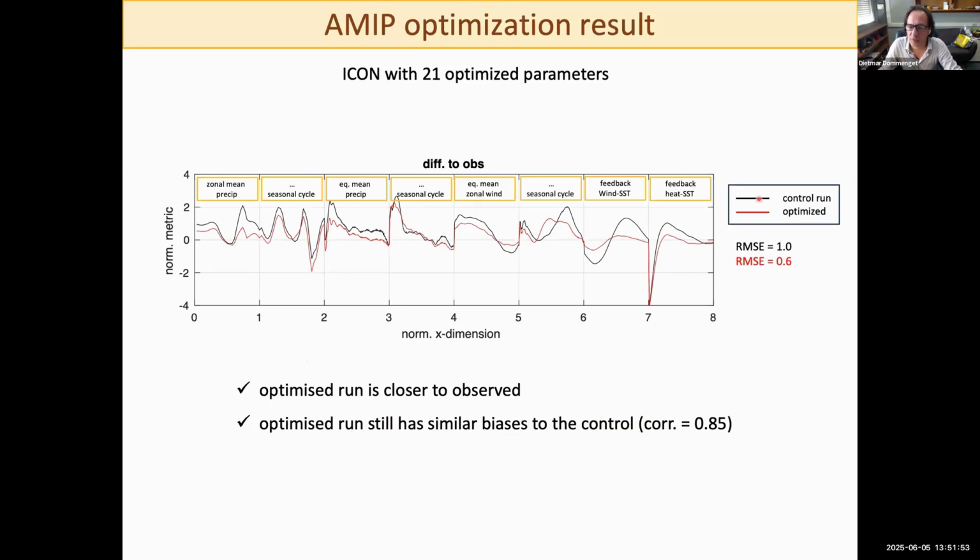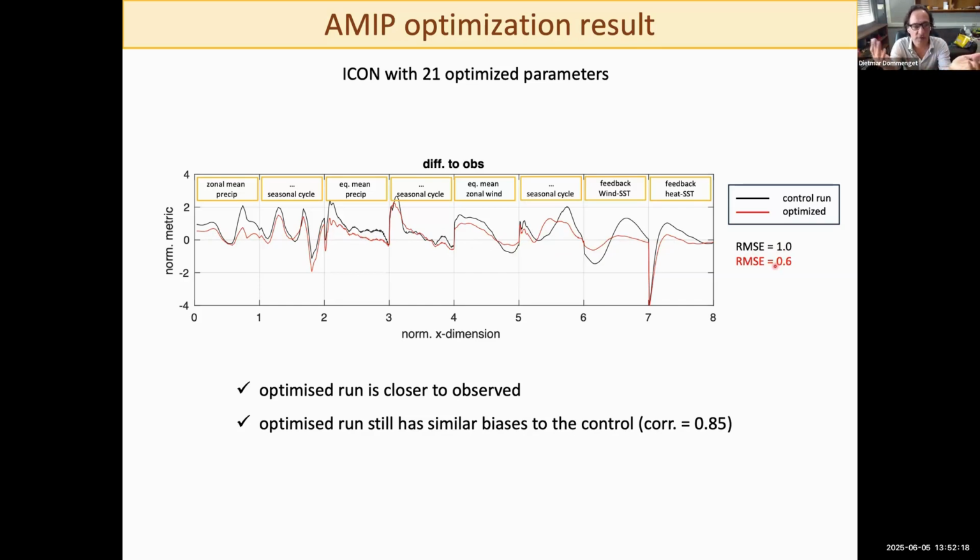Black was our initial run, and red is our optimized run. You can see that for every single parameter, we more or less get closer to 0. Maybe not this one here, but the rainfall gets closer to 0, along the equator as well. The feedbacks get closer to 0. That means they are all better. And the RMS error goes from 1 to 0.6. So we have almost half the bias.